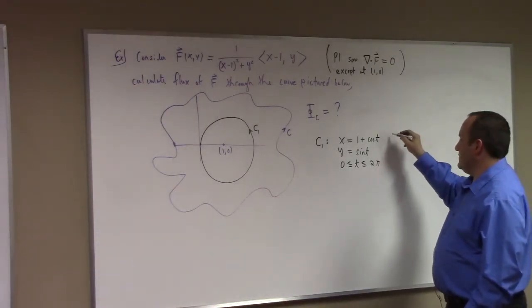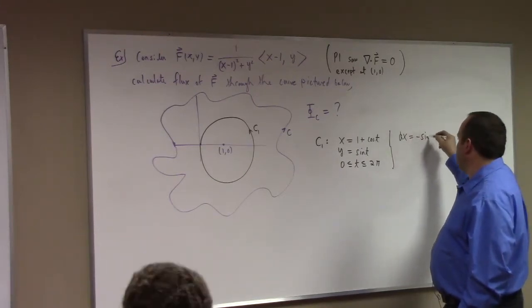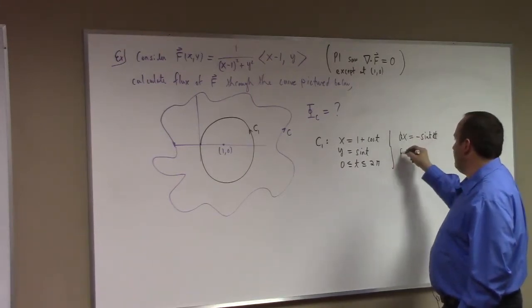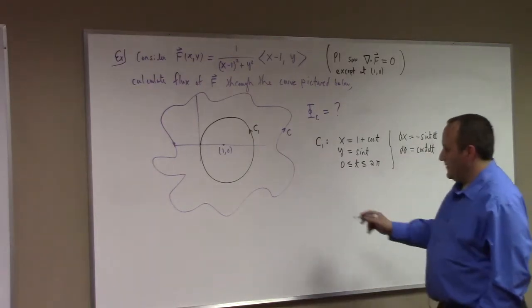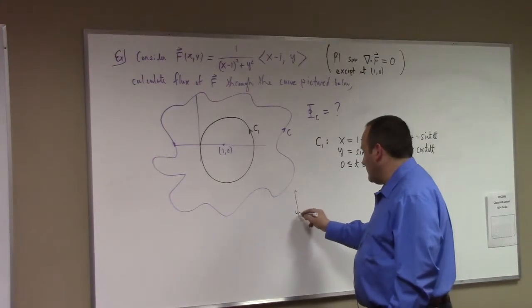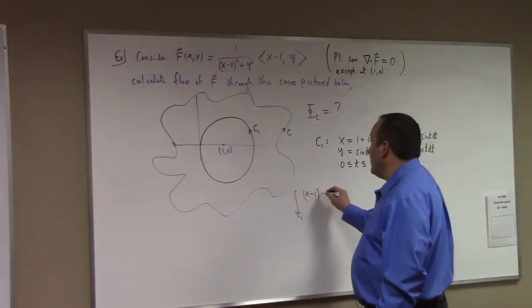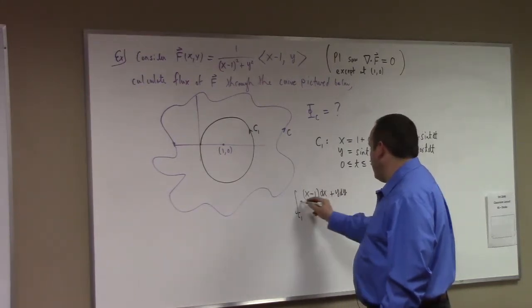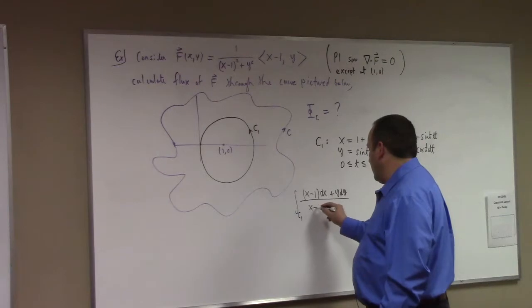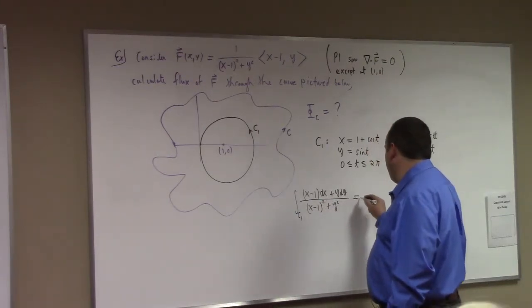So what is your dx? Minus sine t dt, right? What's your dy? Cosine t dt. And we're trying to calculate the integral along C1 of what we got: x minus 1 dx plus y dy, divided by x minus 1 squared plus y squared, right?